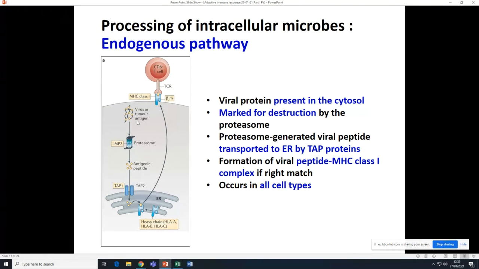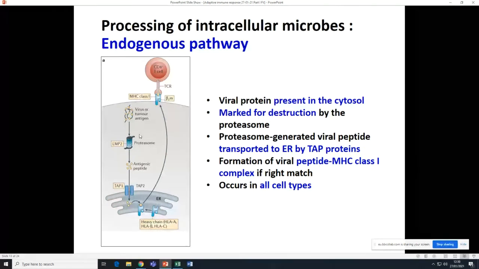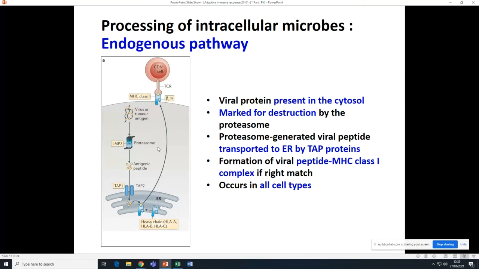And once they are inside the antigen-presenting cells, they expose their genetic material and start producing viral protein. Because the host knows that these proteins are not host, it is going to tag them, meaning they're going to be marked for destruction by a big enzymatic complex called the proteasome. What this proteasome will do is chop the viral protein into very small pieces called antigenic peptides that will be transported to the ER by certain proteins. These are the transporter associated with antigen processing, TAP.